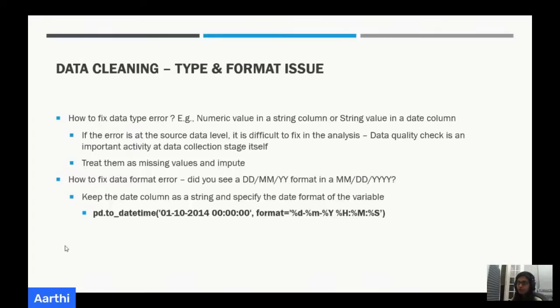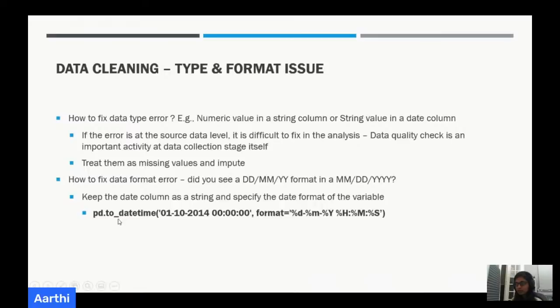How to fix data format errors. For example, if you see DDMMYY in an MMDDYY column, how do you fix it? Sometimes this could be because the data was collected in MMDDYY format. You might get that data in an Excel file, but your system settings could be in the other format, DDMM. In that case, you can import that as a string column, and then once you know the existing data format, you can use that.